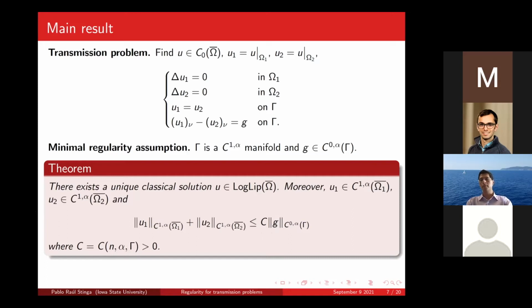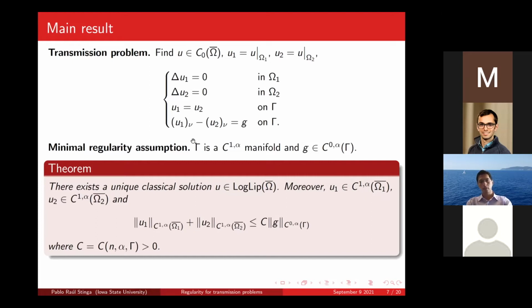So this is the expected result, right? Because a harmonic function in the interior is smooth. Let's say the normal derivative, right? Think about the Neumann problem. The normal derivative being G says that the normal derivative is C alpha, right? So it means that U should be C^{1,alpha} up to the boundary. And that's what we prove, right?